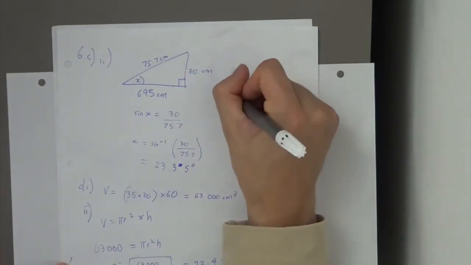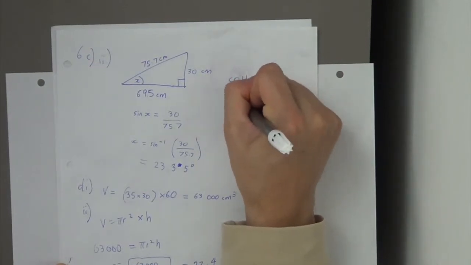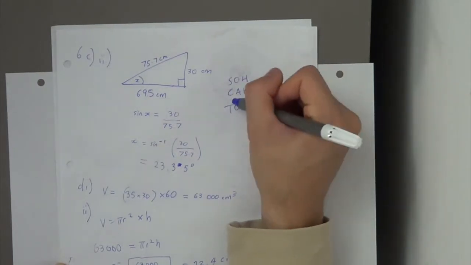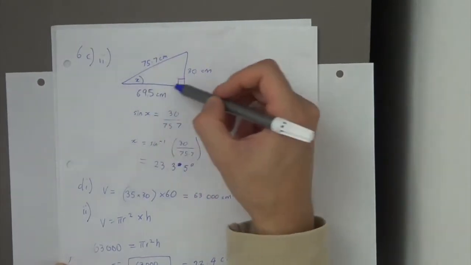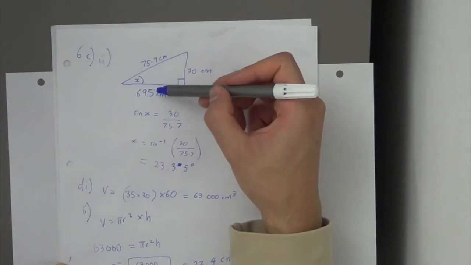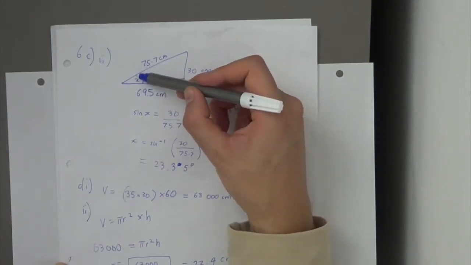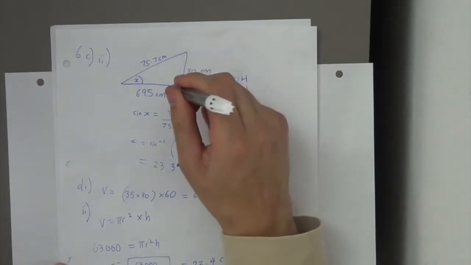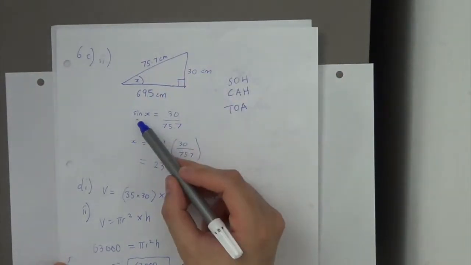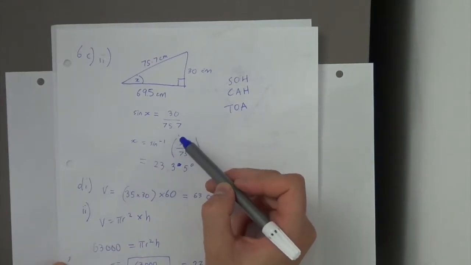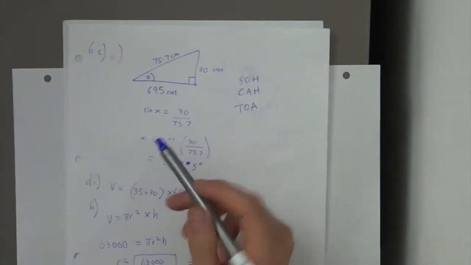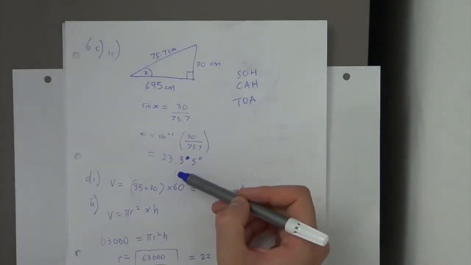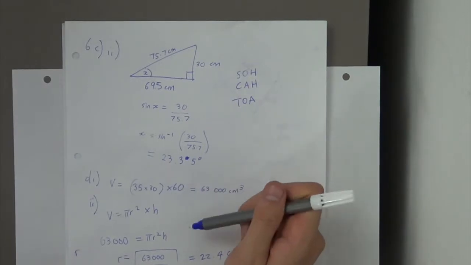So for trigonometry, remember this, SOHCAHTOA. Sine equals opposite over hypotenuse. If it was cosine, it would be adjacent, which is this line here. It's the side closest to the angle you're searching for. Or TOA, tangent, will be tan equals opposite over adjacent. Okay? But in this case, we're using sine x, so it's 30 over 75.7. Then on your calculator, you need to do shift sine of that answer, and it will give you 23.35 degrees.